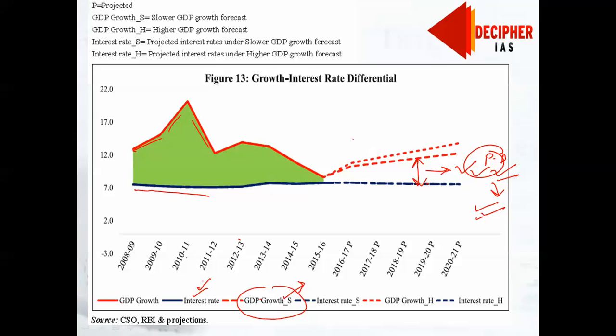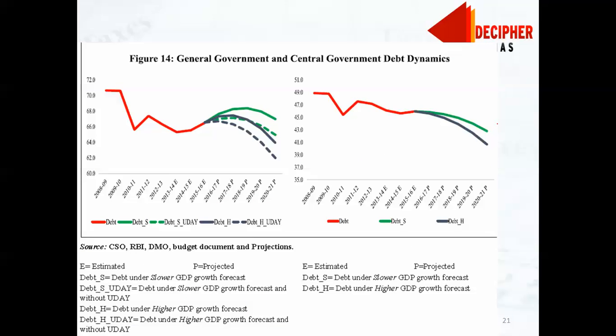But when the growth rate is high, the gap is more, India can reduce its primary deficit, right? So this graph shows that. And now these graphs, what does this show? The first graph takes into account Uday Yojana. The second graph doesn't take into account Uday Yojana.